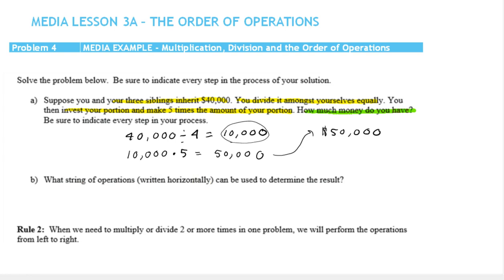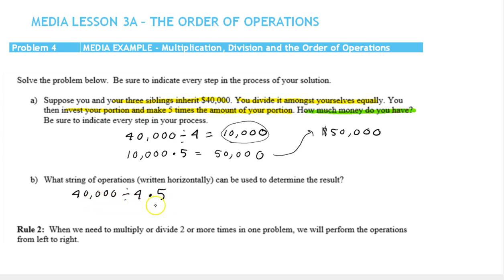Okay. So now we're going to write this as a string of operations horizontally. And just like we did before, we're going to write this from left to right. So we start with the 40,000. We divided by 4. And then we multiplied by 5. So we took the results of this, which was 10,000, and then we multiplied the 10,000 by 5, which goes here. So this is how we're going to represent this horizontally.